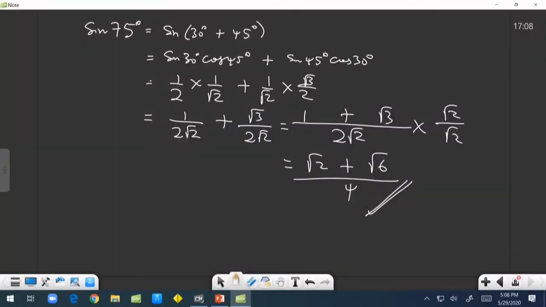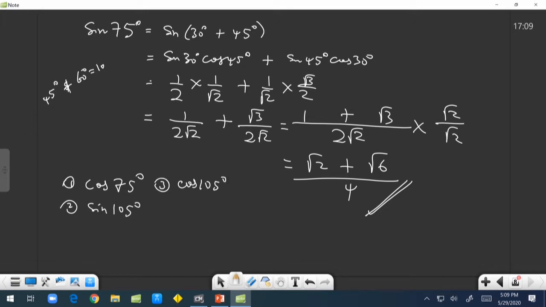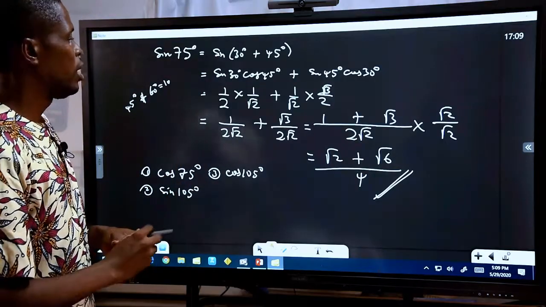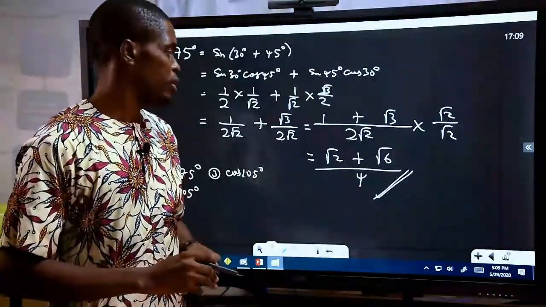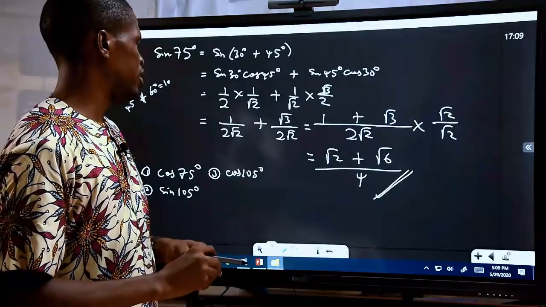So you can solve this for cos 75 degrees. You can also solve for other related angles, like when we want to deal with 45 and 60. When you add 45 and 60, that gives us 105. So you can solve sine 105 degrees, and you can also solve cos 105 degrees using the same concepts, expressing your answer in short form. That is an interesting part.